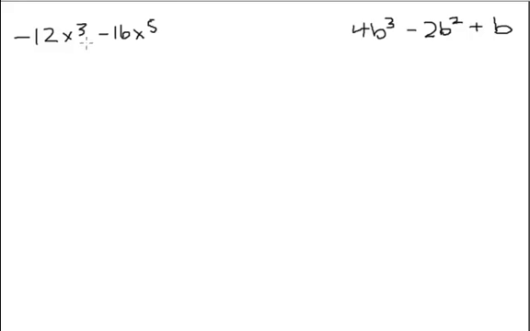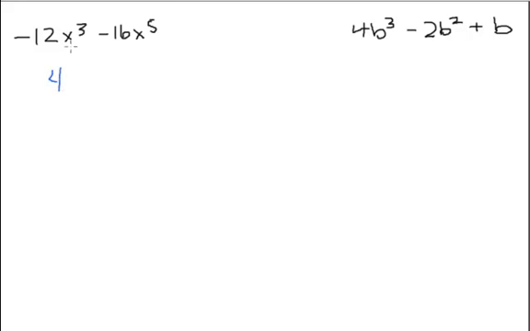So I have two questions here. Again, the work with the one here to my left. I have negative 12x to the 3 minus 16x to the 5. So again, what is the greatest common factor between 12 and 16? Well, the greatest common factor between the two is a 4.